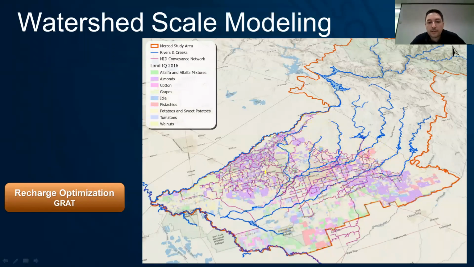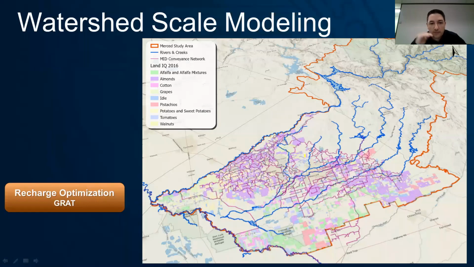Another input is LandIQ. This is crop use throughout the subbasin here. And there are certain crops that can work with FloodMAR operations and recharge. Here's a list of the crops: we have alfalfa, almonds, cotton, grapes, idle lands, so there's nothing going on, they're idle at the time, pistachios, potatoes, tomatoes, and walnuts. So we have all that information also spatially put into this GRAT model.